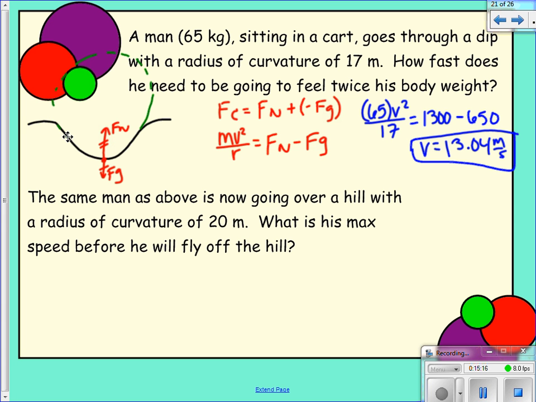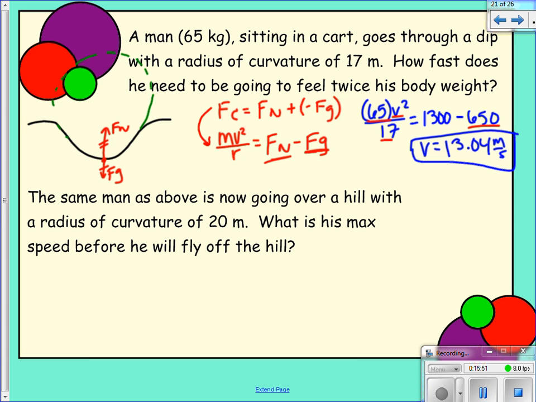So notice that I went from the equation to the much more in-depth equation, and then I started plugging in numbers. The mass is 65. The velocity is what I'm solving for. 17 is the radius. But then on the right side, for force normal and force gravity, your gravity does not change. So the man that's 65 kilograms, his gravity is 650. That never changes. However, if he's feeling twice his body weight, force normal must be twice force gravity. And so that's how I came up with 1300 for the force normal value.